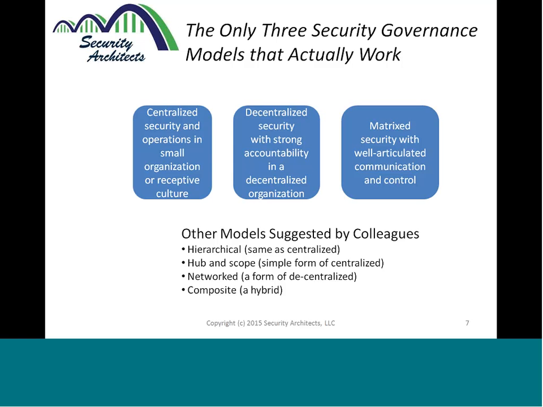Now, some other models, other names for models at least, have been suggested by colleagues. Hierarchical may almost be a synonym for centralized sometimes. Hub and spoke is another synonym for centralized. It's a simpler form where all the security employees or staff revolve around one leader, charismatic or otherwise. But it's where the organization is small enough or where the leader is able to exert a broad span of control, takes a certain type of person.